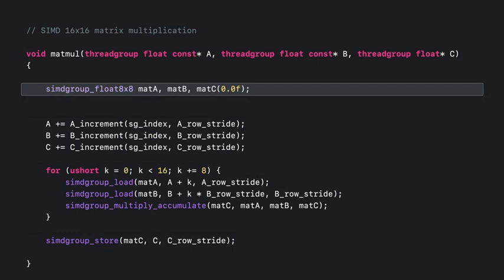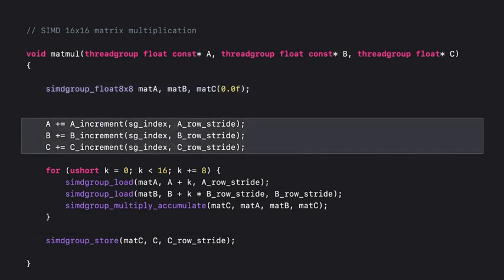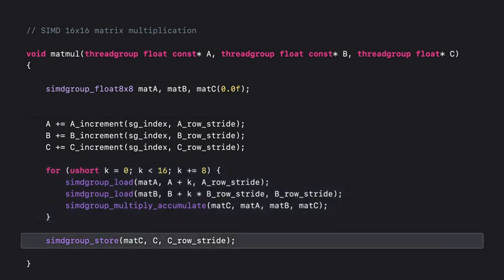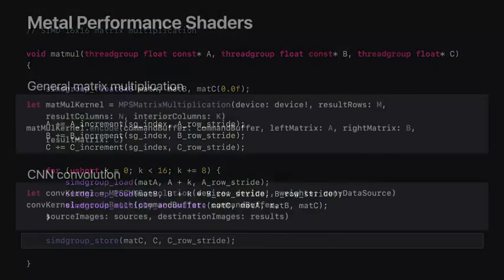Here we define 3 objects to represent 8x8 matrices with data in 32-bit floating point format. We have a matrix for each of our inputs and one for our result. Next, we perform the address arithmetic necessary to partition our 4 SIMD groups across each quadrant of the result. Then we accumulate submatrices from each source matrix, broadcasting the appropriate row and column to each SIMD group. Finally, we store the results. You can see how easy it is to construct more complex shaders using these new primitives.